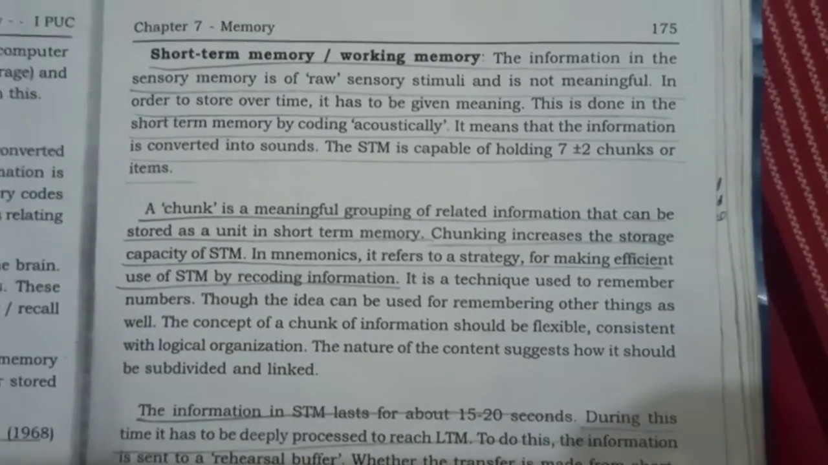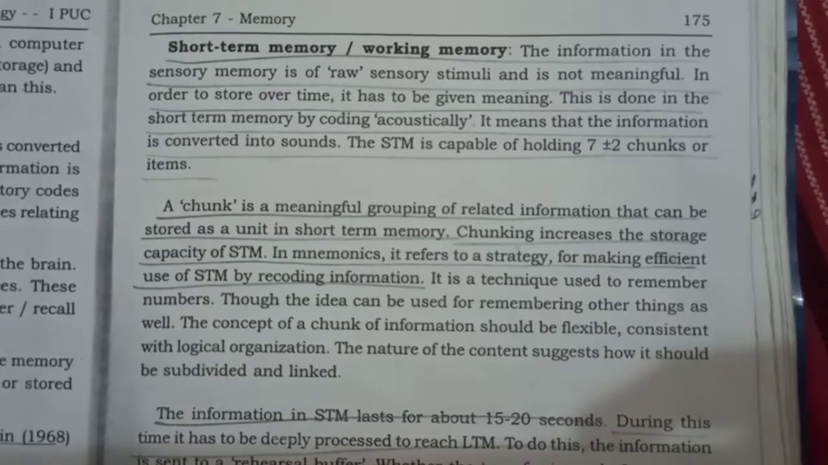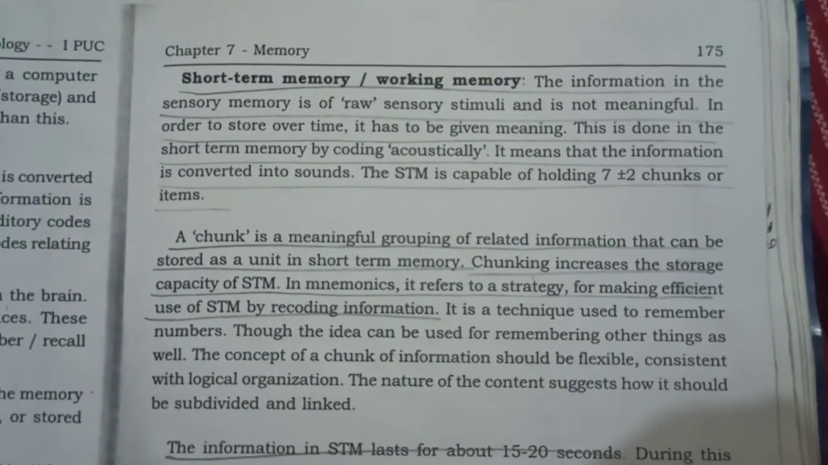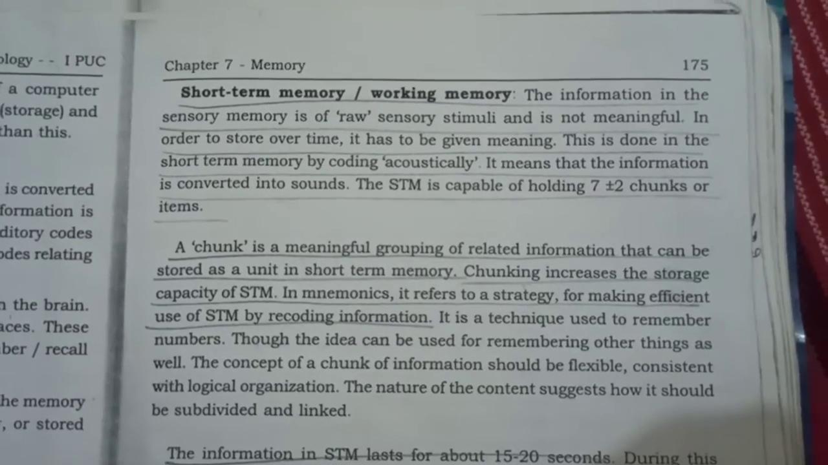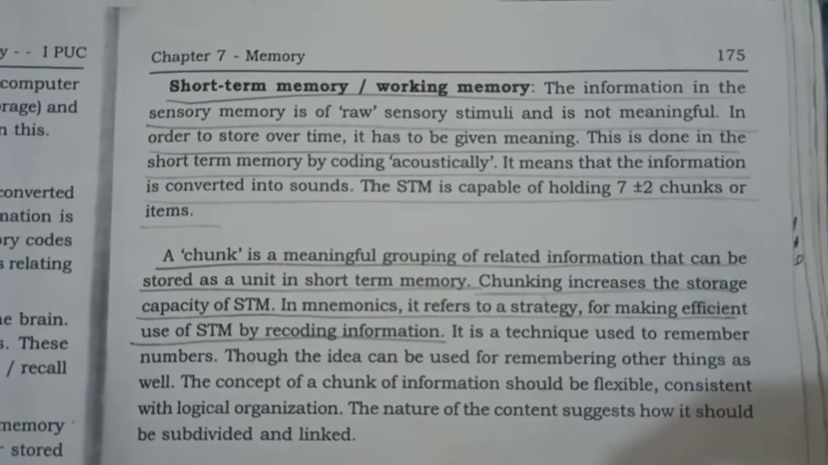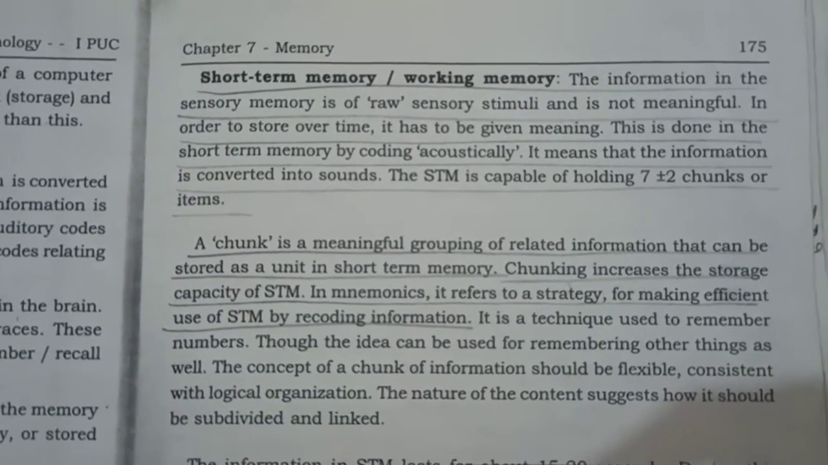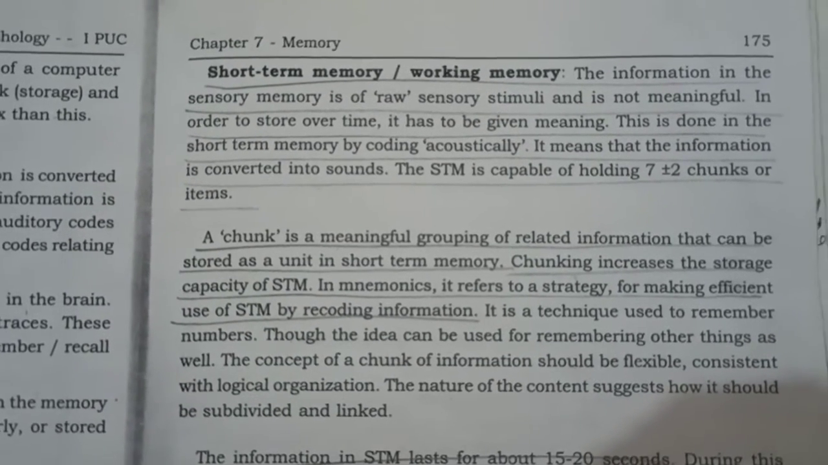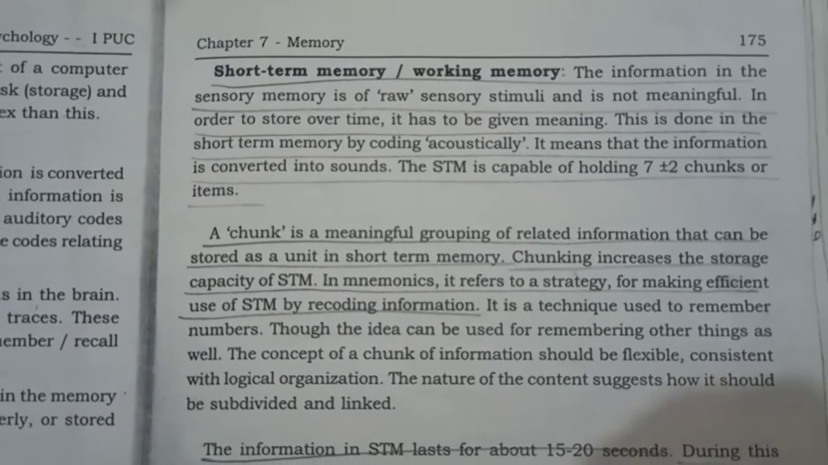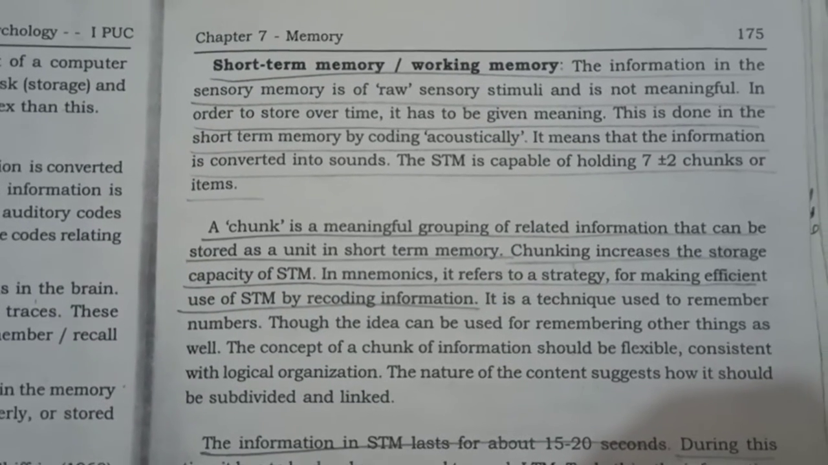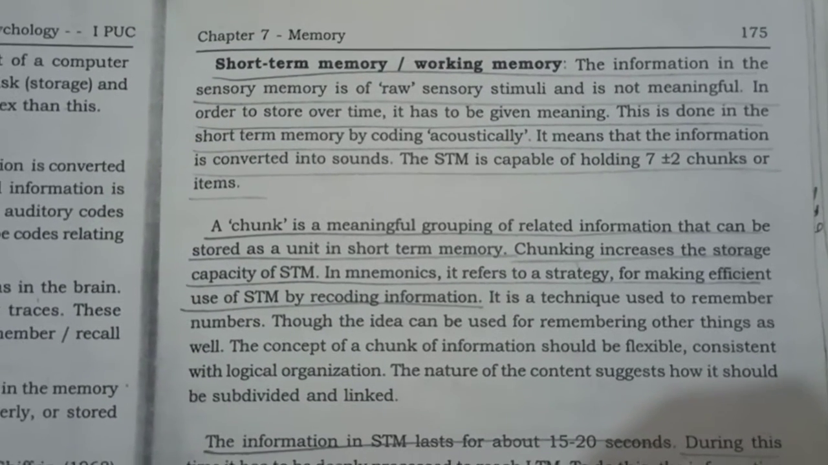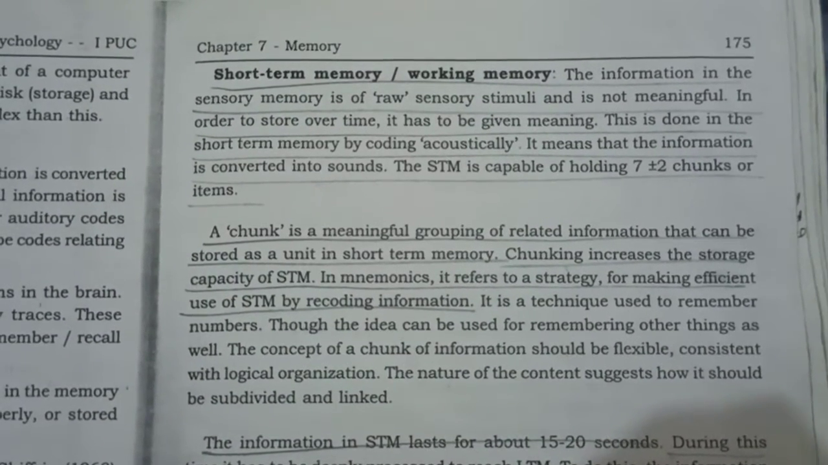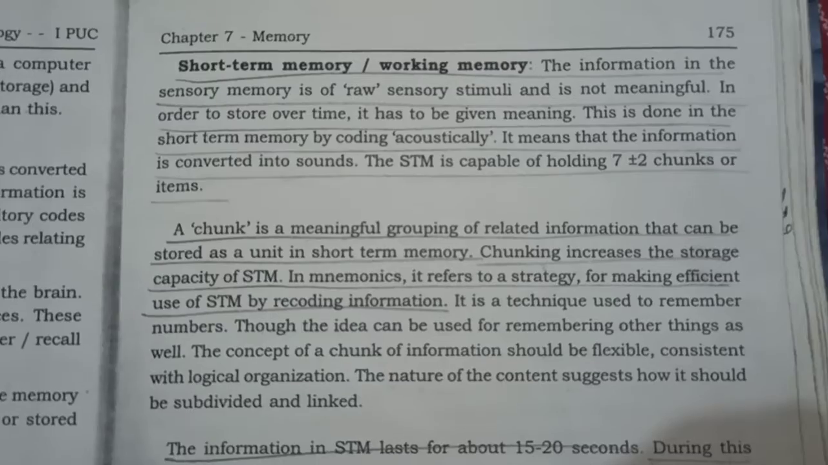The next type is short term memory, also called working memory. The information in the sensory memory is raw sensory stimulus and is not meaningful. In order to store it over time, it has to be given meaning. This is done in short term memory by coding acoustically, which means the information is converted into sounds. The STM is capable of holding 7 plus or minus 2 chunks or items.